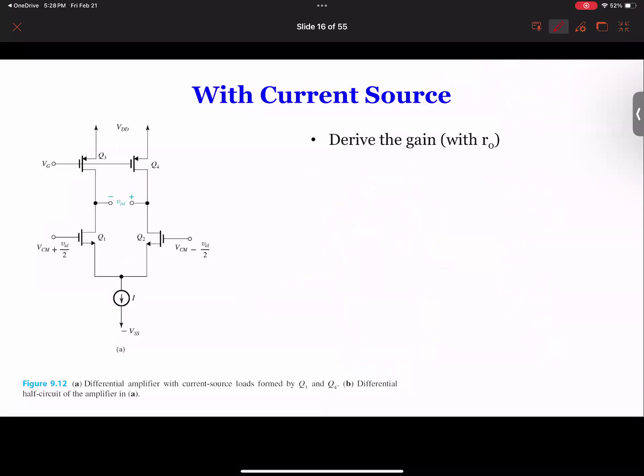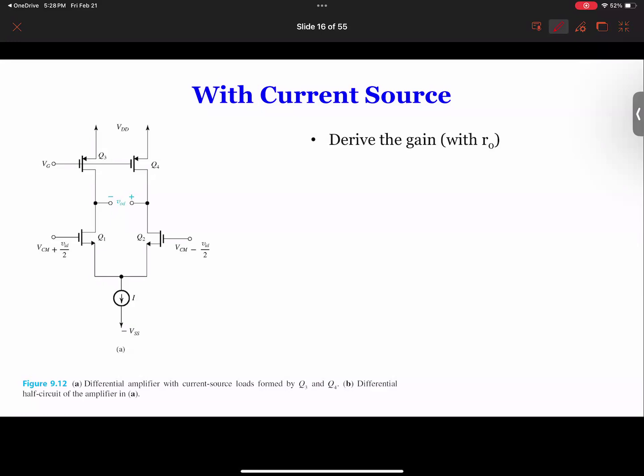And so far, we had a current source at the bottom to bias the MOSFET. So the function of this one is to bias. And on the previous example, we had this load over here.